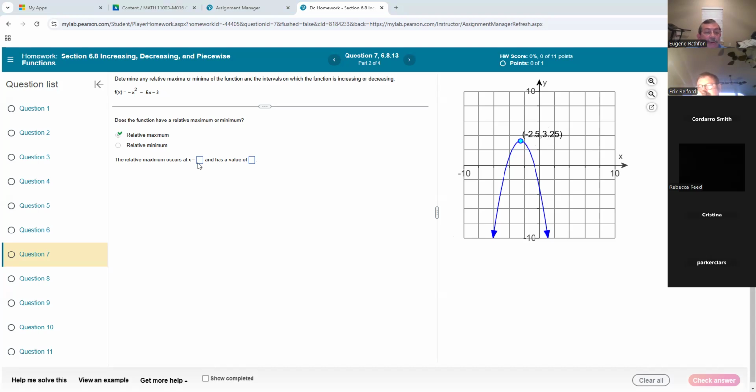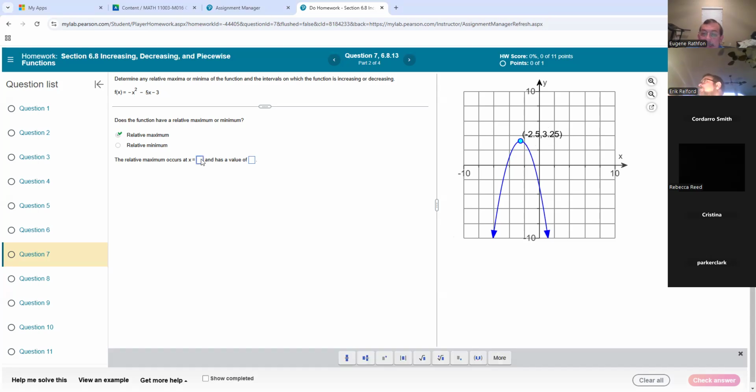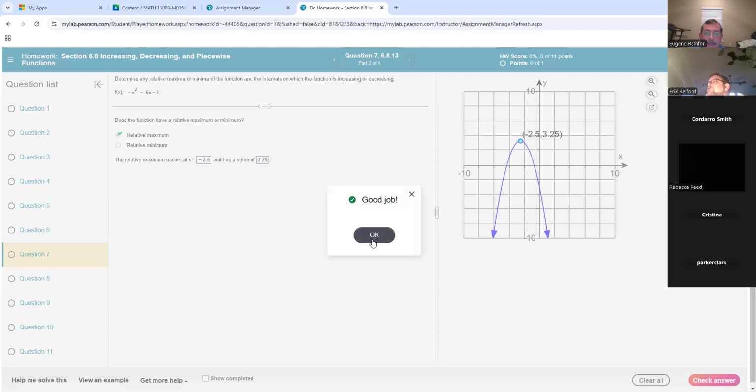So this would occur at x equals negative 2.5. And y'all, they're actually giving you the point here in the parentheses. And then it would have a value of 3.25. Okay? And then we will check that answer.